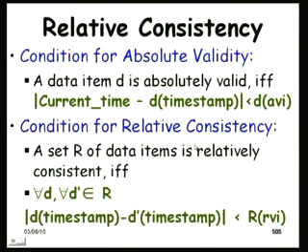Now, let us see the condition for relative consistency. So, R is a set of data items. For any D prime belonging to R, if the modulus of D timestamp minus D prime timestamp is less than RVI, then we say that it is relatively consistent. So, if one is an old data, then the difference between the timestamps of these will be much more than RVI and they will not be relatively consistent.